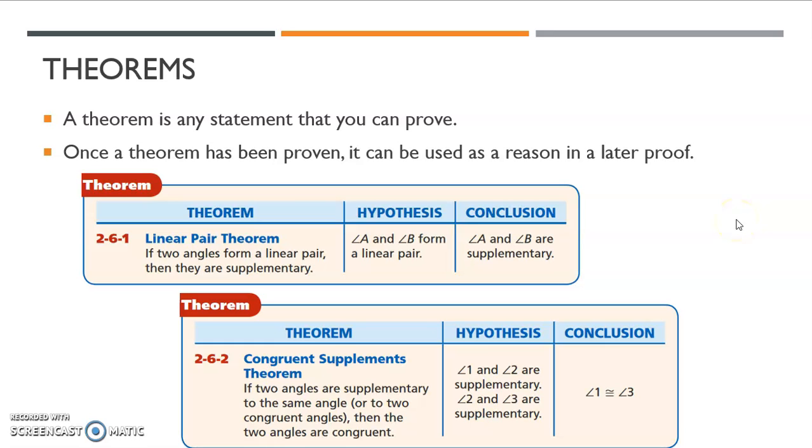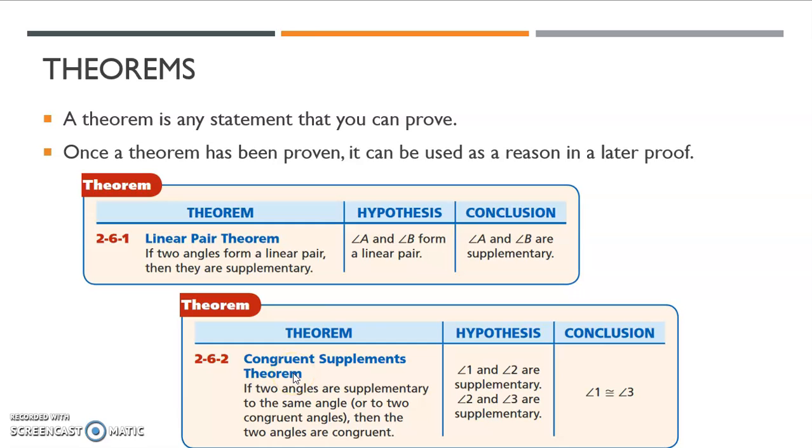Now, they're adjacent and they form a straight line or a 180 degree angle. That makes them supplementary because they're right next to each other and they form 180 degrees. So it really makes sense if you think about it. And notice that the theorem is named by what it's talking about. It's talking about things being a linear pair. So it's the linear pair theorem.